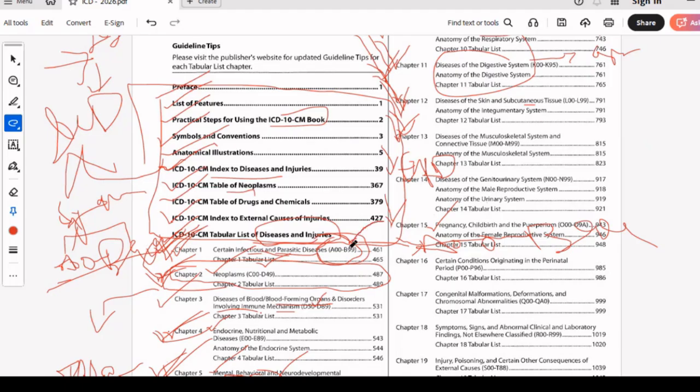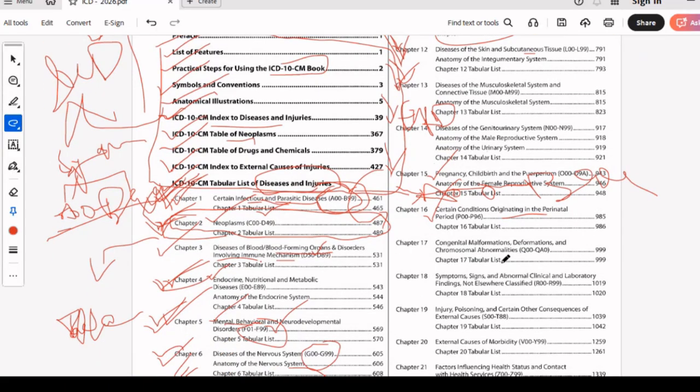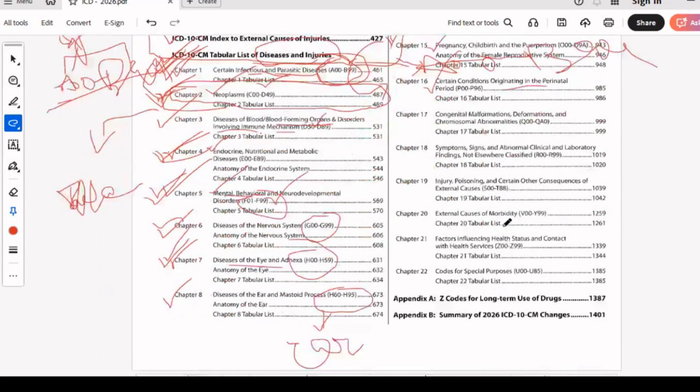ICD-10-CM manual. After the pregnancy, there is a delivery, right? Delivery means what? Small baby. What is that? Small baby. For the small baby, we can see here chapter 16. Certain conditions originating in the perinatal period like P00 to P96. That means newborn related codes. All newborn related codes are organized in chapter 16. Where? Chapter 16. And chapter 17 is related to congenital malformations.